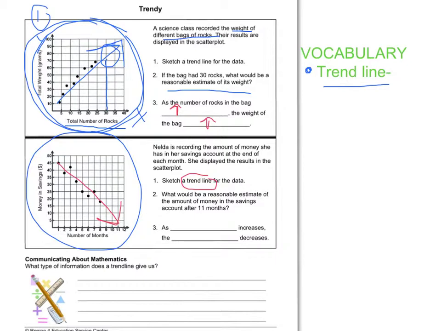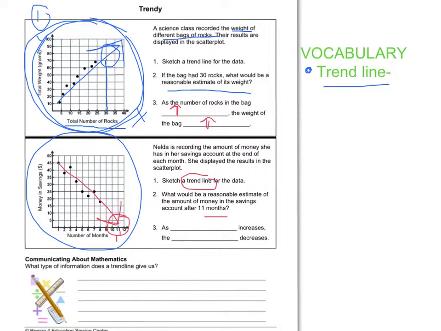What would be a reasonable estimate of the amount of money after 11 months? So let's look right here at 11 months. What is a reasonable amount of money that is going to be in our account? It's definitely got to be less than 10. Maybe around 5 or 6.